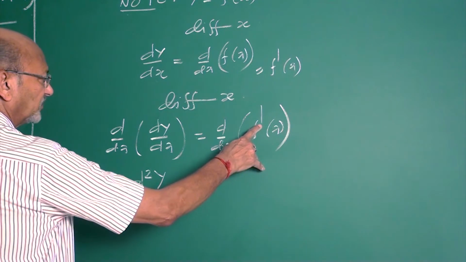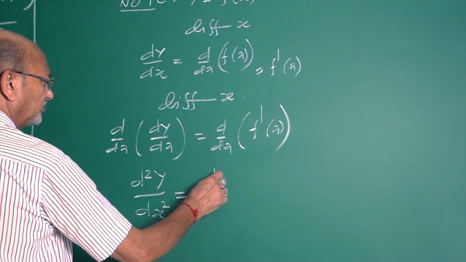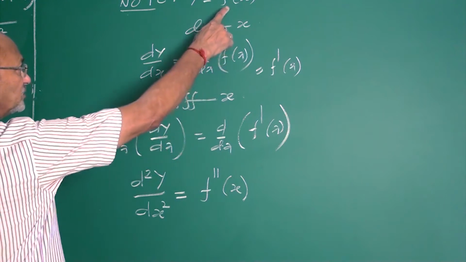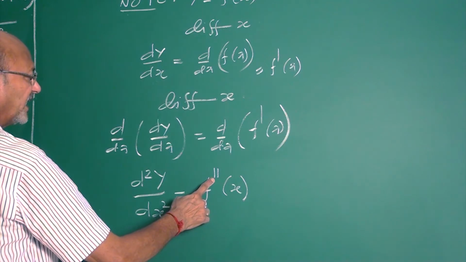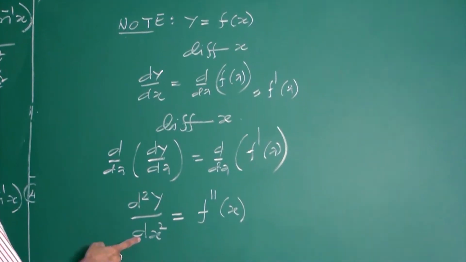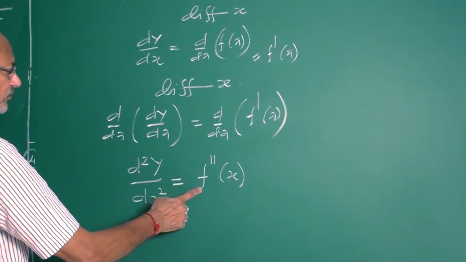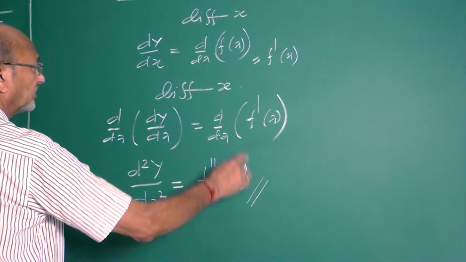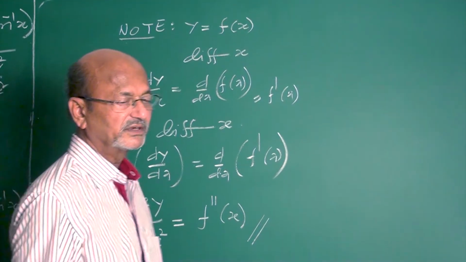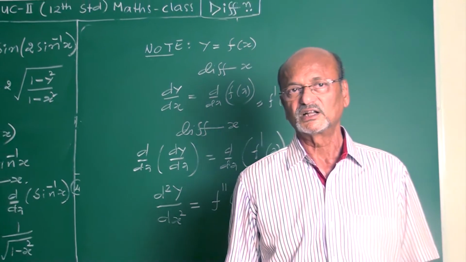The first derivative is f dash. Again, the second derivative is f double dash. With respect to y, d2y by dx2 is the second derivative of y with respect to x, and f double dash is the second derivative of f with respect to x. Yes, my friends, remember. Now I am going to do some examples on these successive, that is, second derivatives.